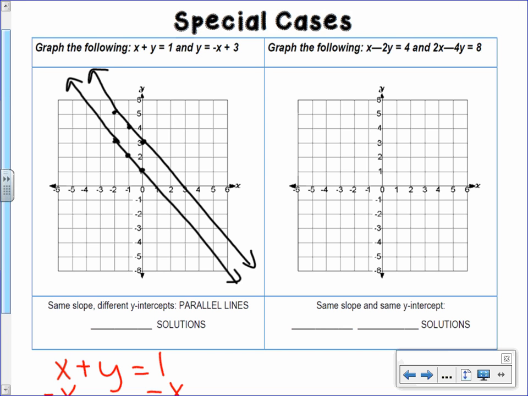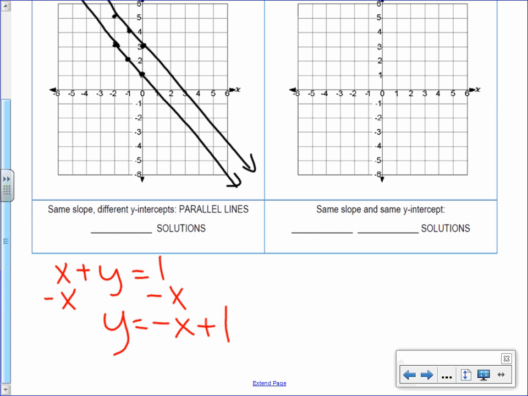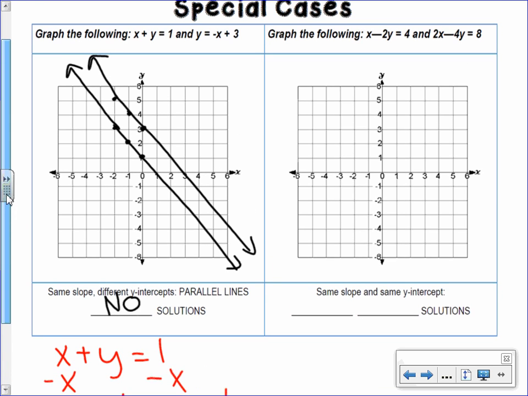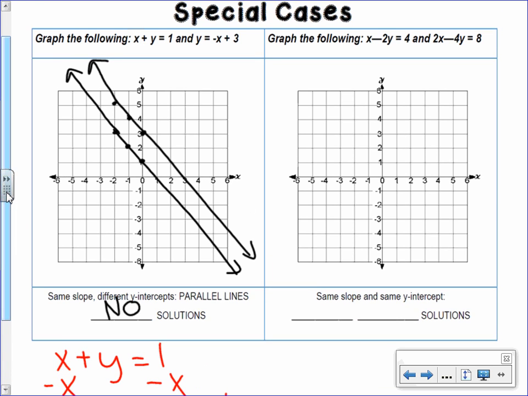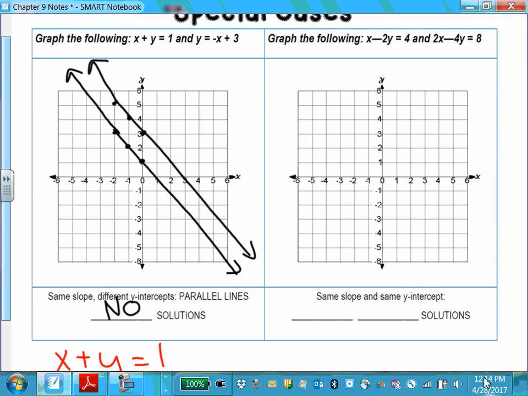When 2 lines are parallel, they're never going to intersect. So when this happens, we say there's no solutions. There's no point that's going to satisfy both those equations because they're never going to intersect. So we call that no solutions. All right. Now I want you to graph the next 2. Both of those you have to get y by itself. So I'm going to give you a couple minutes to graph both of those.